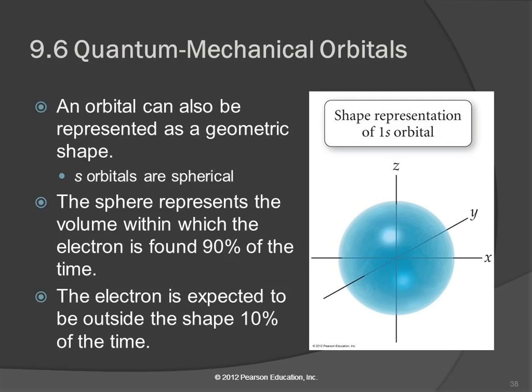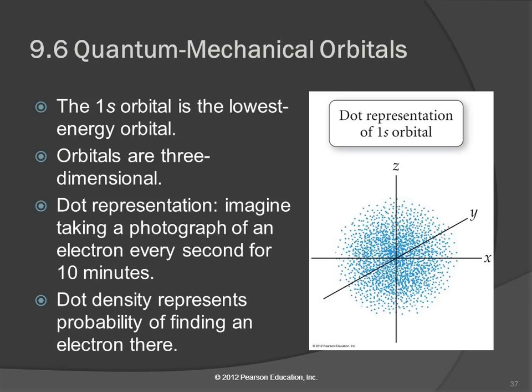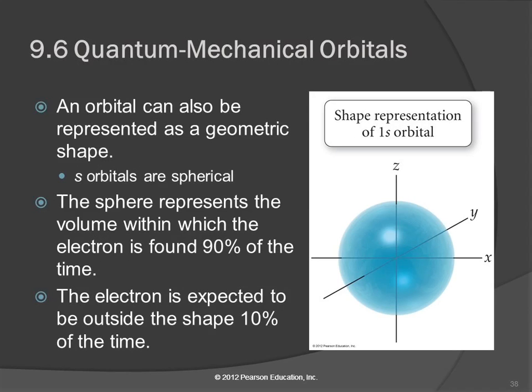So let's go back to our electrons. In this picture, we're representing the electrons as dots, and so this is a probability map. We can also represent that orbital as a geometric shape. So here we see an illustration of a sphere, a ball shape, and the s orbitals are spherical. And when we draw a sphere like this, it represents the volume within which the electron is found 90% of the time. So 90% of the time, the electron will be somewhere inside that sphere. 10% of the time, the electron will be outside of the sphere. It doesn't have to be in there, okay?